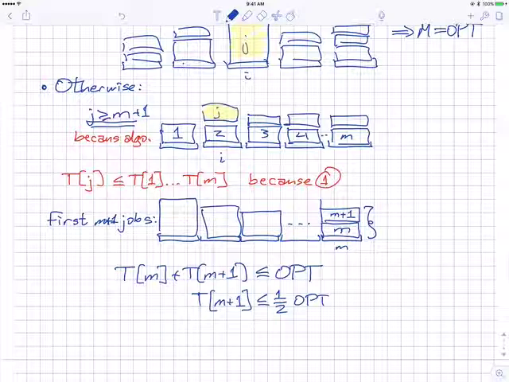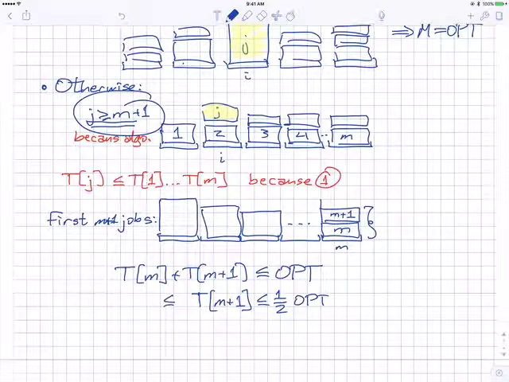There's a larger job and a smaller job that sum up to something less than opt. So their average must be less than half of opt. So their minimum must be less than or equal to half of opt. But wait a minute. T of j, because j happens after the first m jobs, must be less than or equal to T of M plus 1.